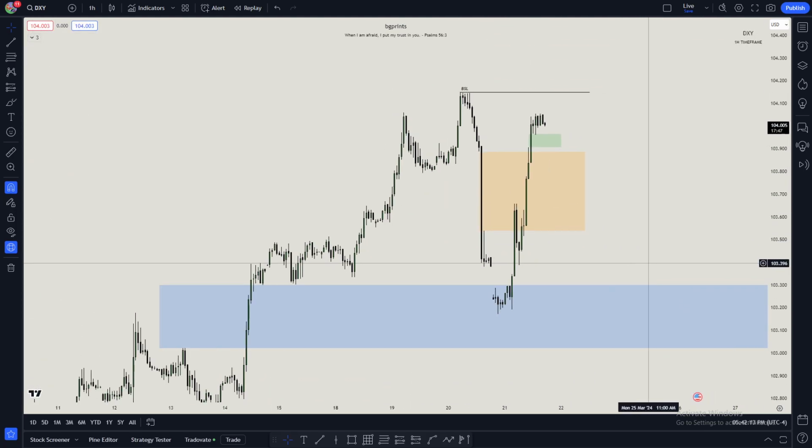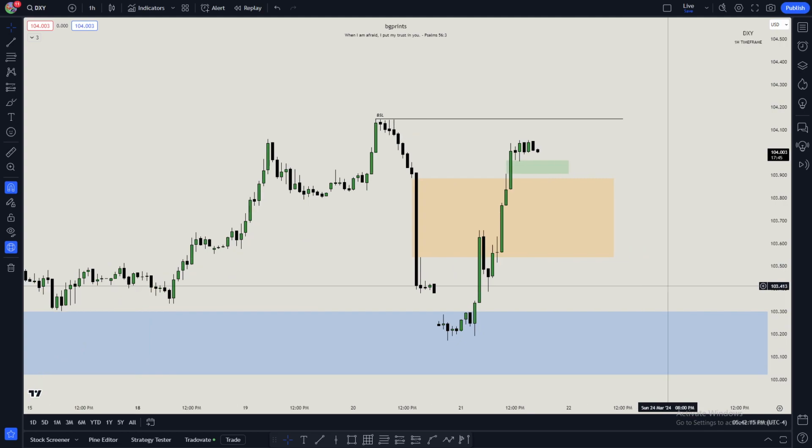At the beginning of the day, I saw that there was this huge 1 hour SIBI from FOMC yesterday. And it gets disrespected at 11 a.m. It gets inversed and body closed over. That means we are expecting price to be bullish, especially when it's this big of a SIBI.